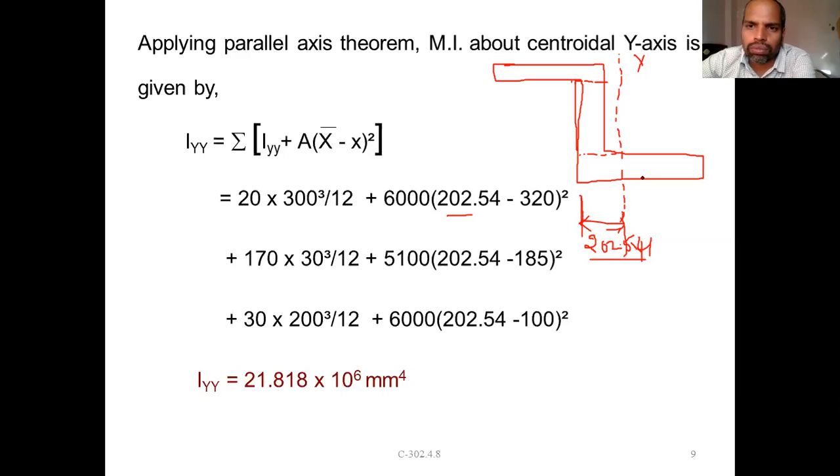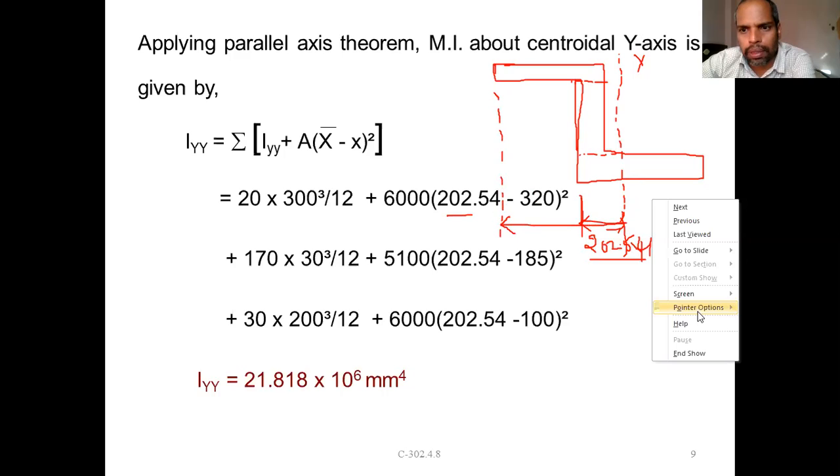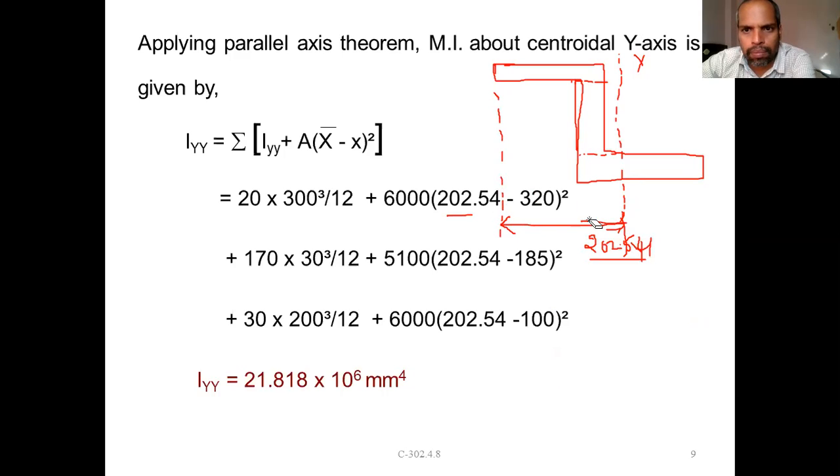Now figure 1. Where does its centroidal axis lie? I'm very sorry, the 202.54 is not here, it is from here to here. From here to here, 202.54. The centroid of the first figure, figure 1, lies at a distance of 150, since the total is 300. So this is 150.